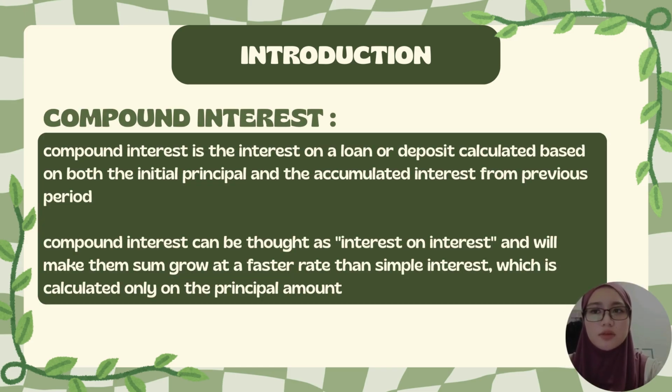So, compound interest is the interest on a loan or deposit calculated based on both the initial principal and accumulated interest from previous periods. Compound interest can be thought of as interest on interest and will make the sum grow at a faster rate than simple interest, which is calculated only on the principal amount.